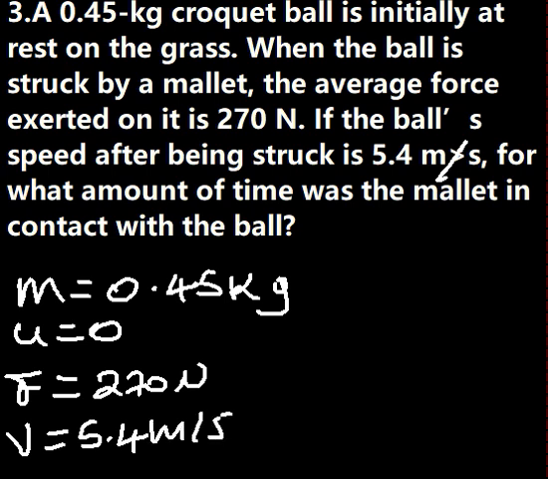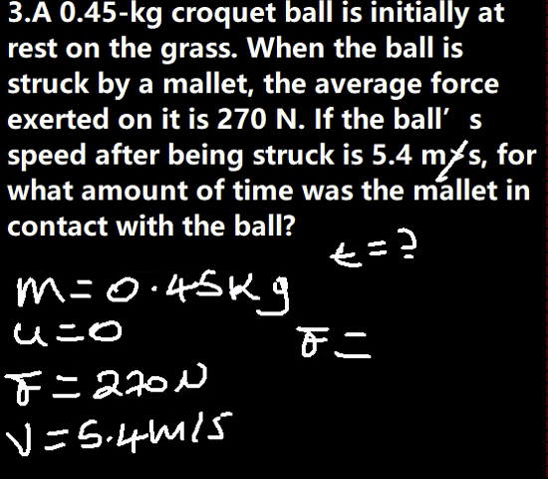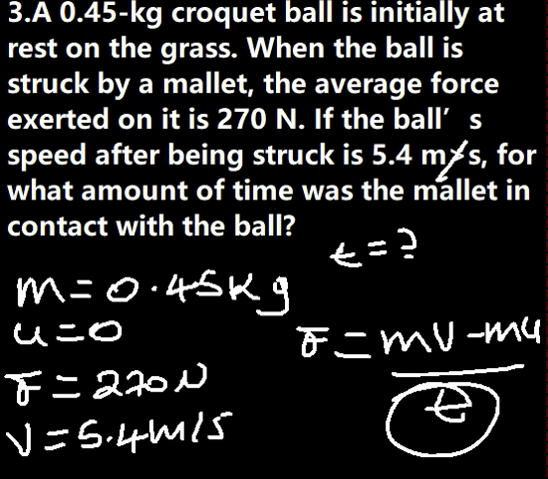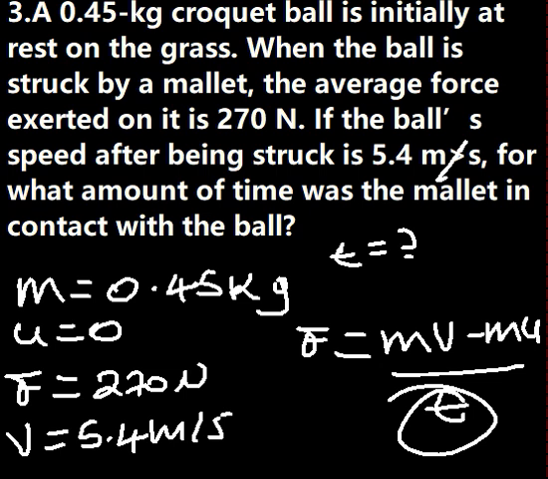Now for what amount of time was the mallet in contact with the ball? That is the time we're looking for. So use the formula: force is equal to mv minus mu divided by time. Since we have the initial velocity, the final velocity, the mass, and also the force, you can find the time in that way.